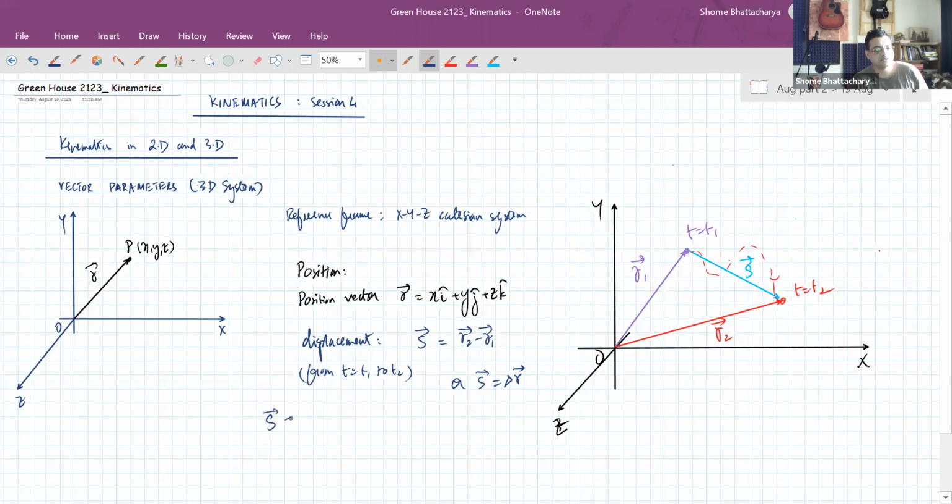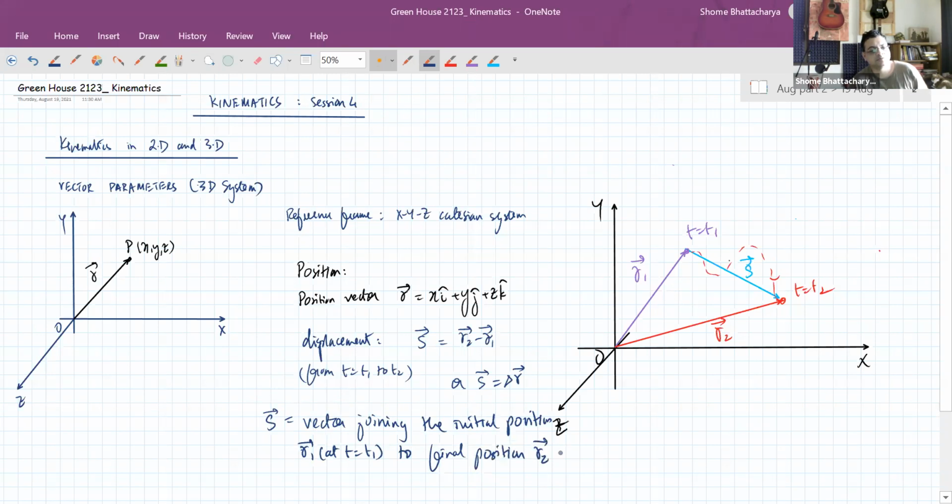The displacement, as you can see, it is the vector joining the initial position r1 at t equal to t1 to the final position r2 at t equal to t2. So when we draw this vector, you can see that it comes out to be the vector difference of r2 minus r1. That's how the definition becomes this way. Okay.